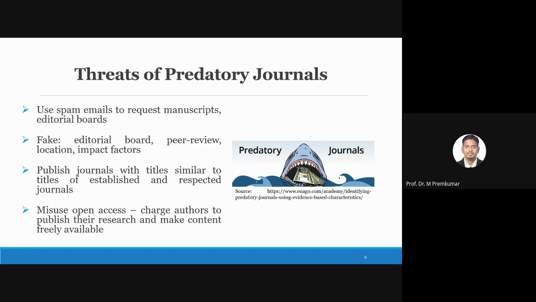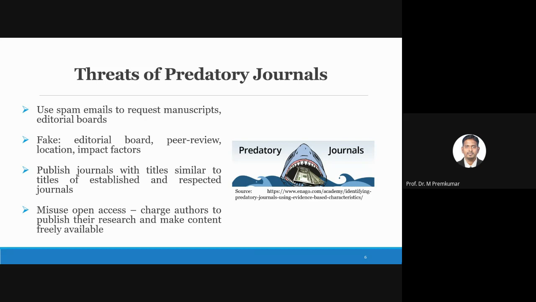Sometimes you'll get emails like, "Submit your manuscript, we are short of one paper, why can't you submit a paper to our journal?" You'll get such emails daily. If you are getting emails like this from a journal, then I can say that journal is a predatory journal. They'll request you to send the manuscript, and they'll have fake editorial boards, a fake peer reviewer team, fake locations, and even fake impact factors as well. They will publish papers under the same names as well established journals.